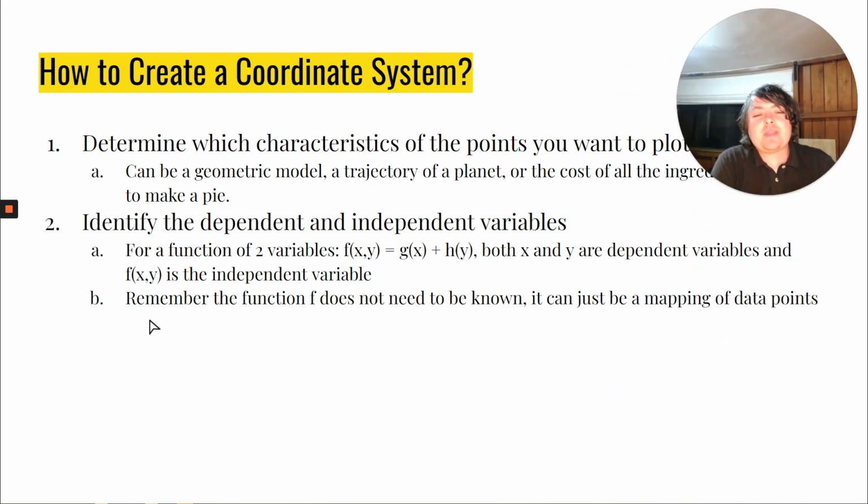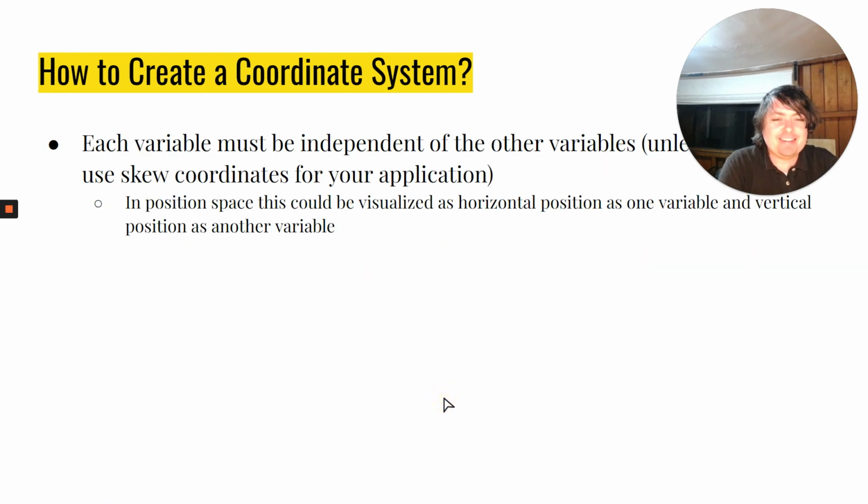Okay. And then remember, the function f doesn't need to be known. So it could just be a mapping of data points. So if you made a measurement and you don't exactly know what trend it's going to take, you can still assign a location in your coordinate system without knowing the full functional form. So just keep that in mind.